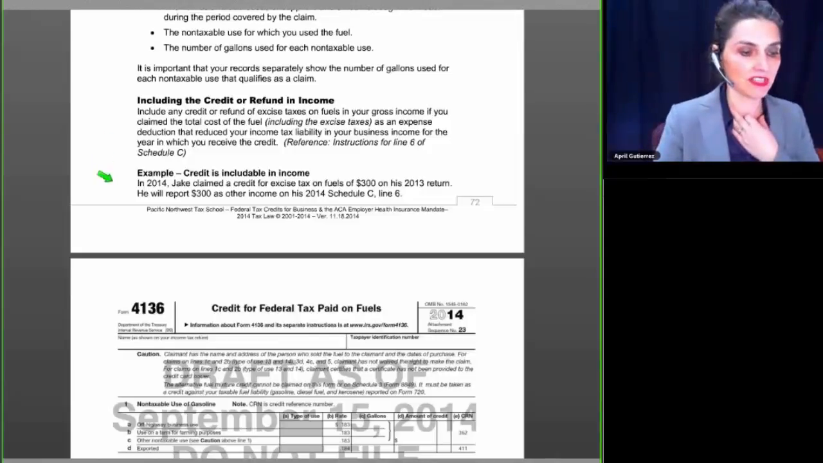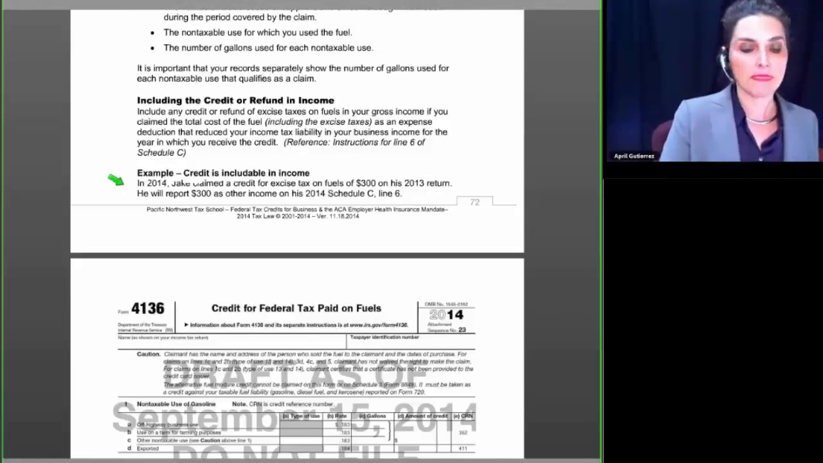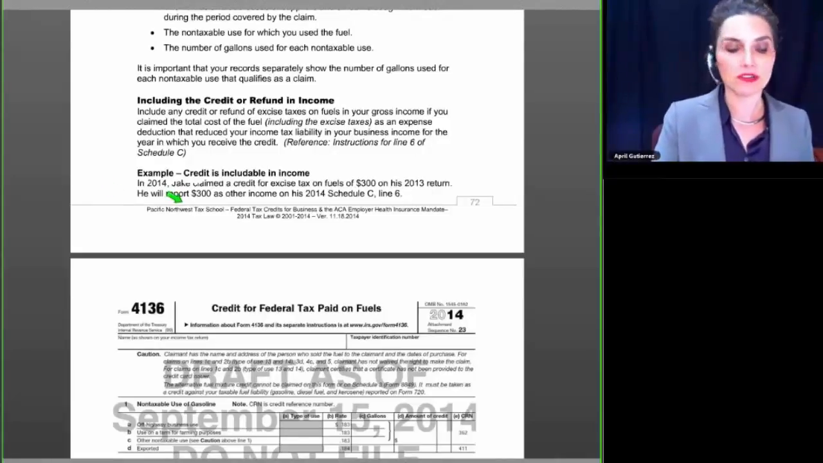And here is an illustration. In 2014, Jake claimed a credit for excise tax on fuels of $300 on his 2013 return. So in 2014, he's receiving a credit from his 2013 return. When he files his 2014 Schedule C, he's going to report that $300 credit as other income on line 6 of Schedule C.